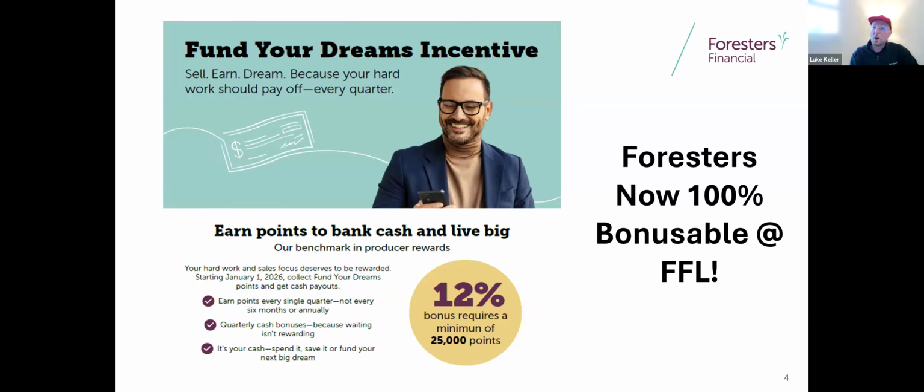There's also no cap on how high this bonus could go, right? So if you have an incredibly strong quarter, if you produce 6 figures in a quarter, right? Somebody do that quick math, but 12% of whatever that is, you're earning that bonus on top of commissions that we've already paid you.